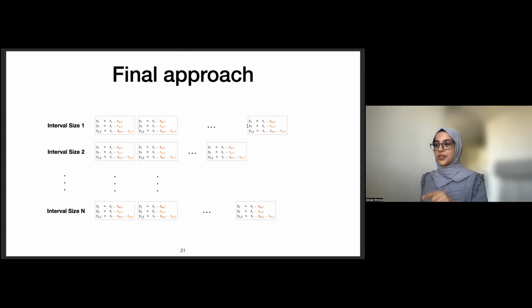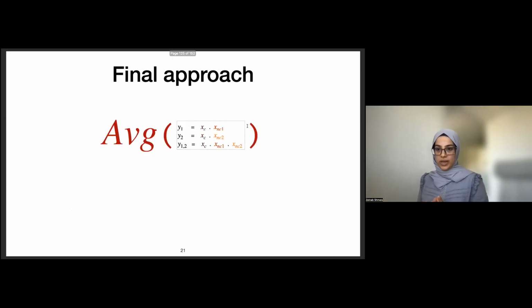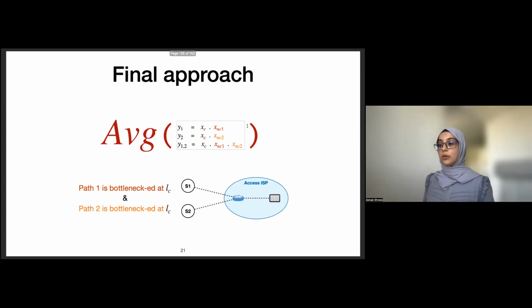Once we have all these, we aggregate them together by taking an average, and we check whether our initial statement, that path 1 is bottlenecked at the common link and path 2 is not bottlenecked at the common link, holds. And if it holds, then this means that the policer was at the access ISP, and that's where I report that the problem is at the access ISP.